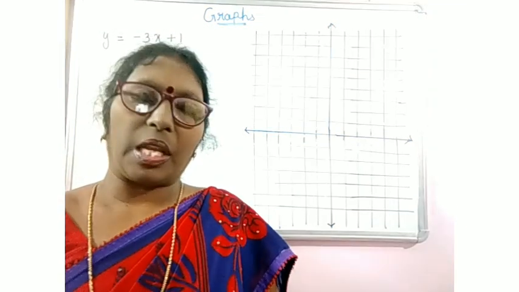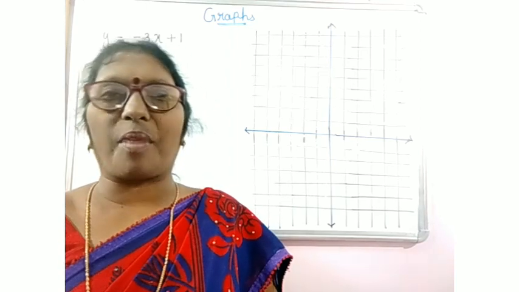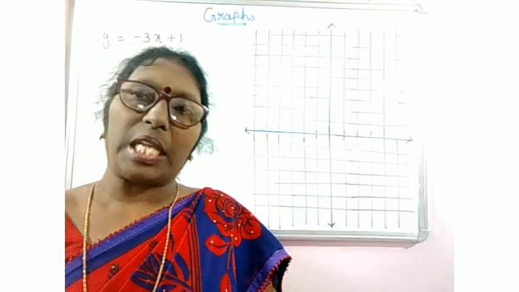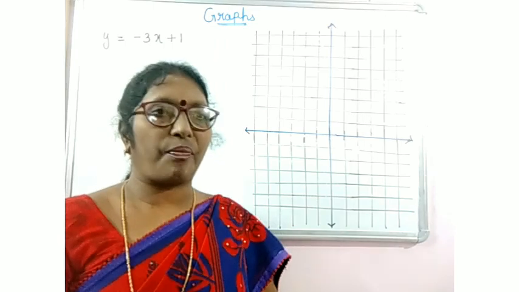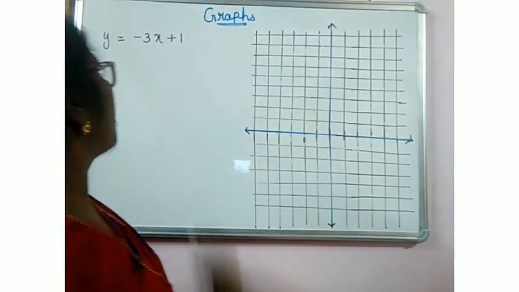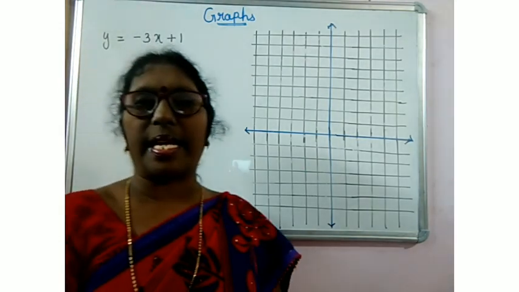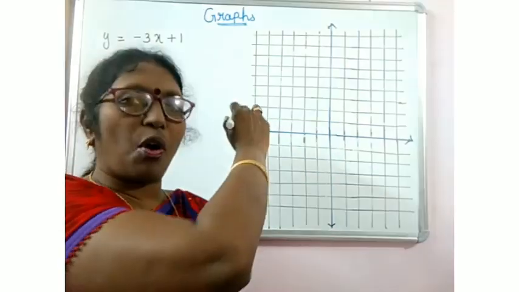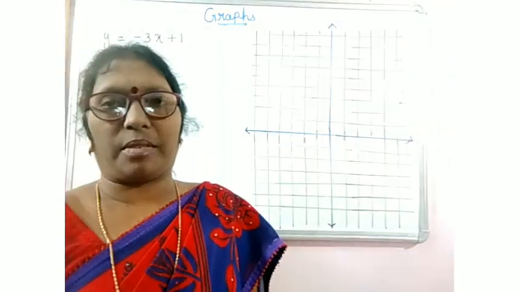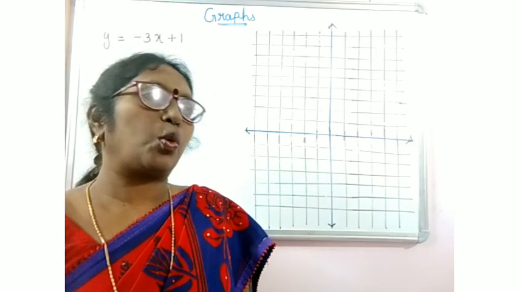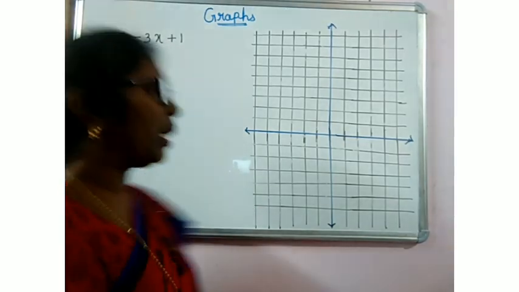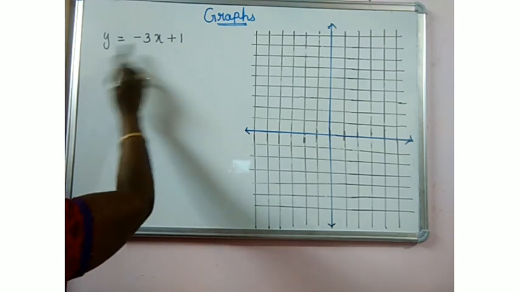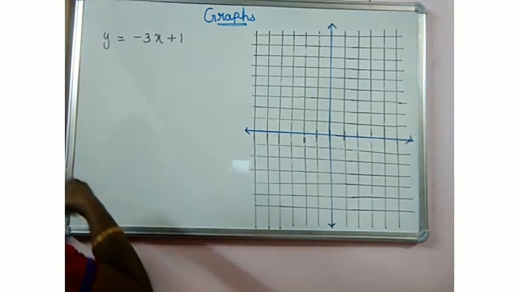Equations in which the highest power of the variable is 1 are called linear equations. And I gave you this example, y equal to minus 3x plus 1. Let us draw the graph of this equation. Let me explain how to draw this. Here, the relation between y and x is given to you.